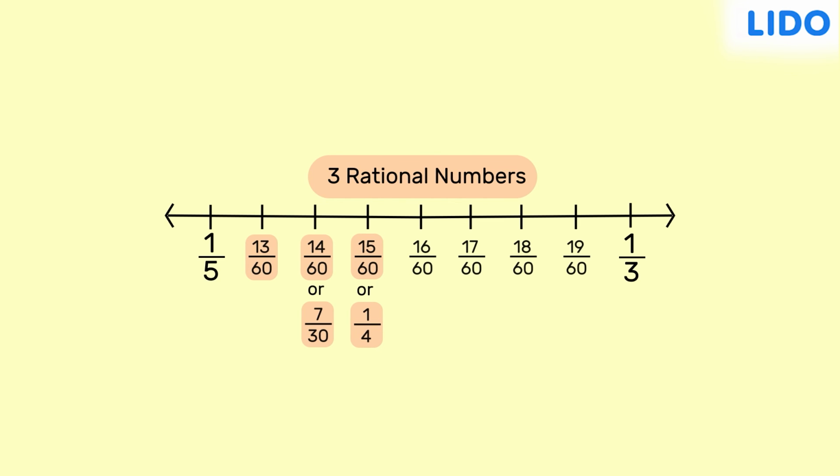And this is just one way of obtaining a few rational numbers between any two rational numbers.